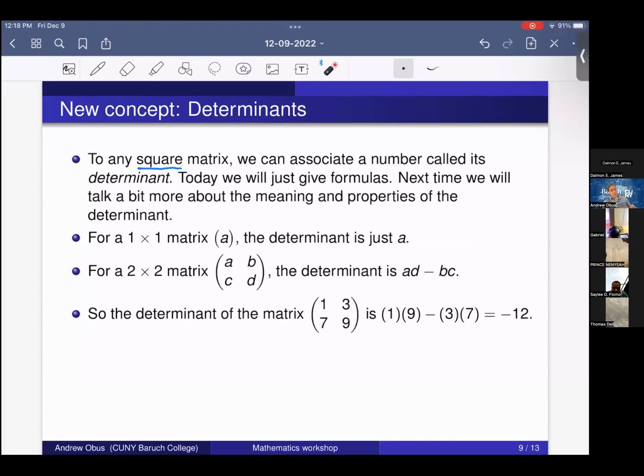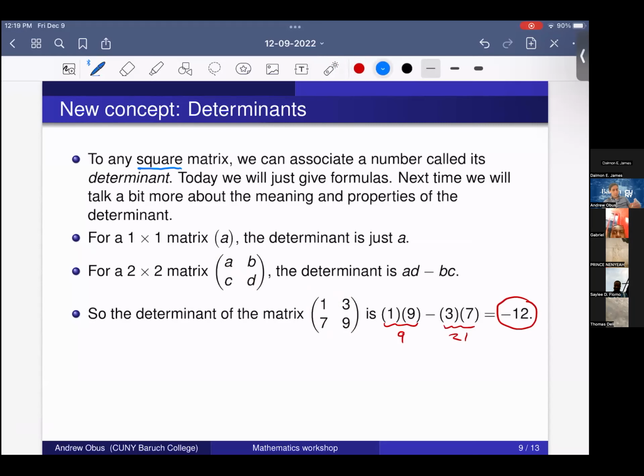For example, if I have the matrix 1, 3, 7, 9, and I want to calculate the determinant, I multiply A and D, the top left and the bottom right entry. That's 1 times 9, which is 9. Then I multiply the top right and the bottom left entry, that's 3 times 7, which is 21. Then I subtract them, and I get the determinant, which is negative 12.